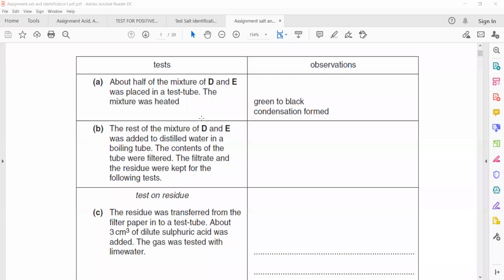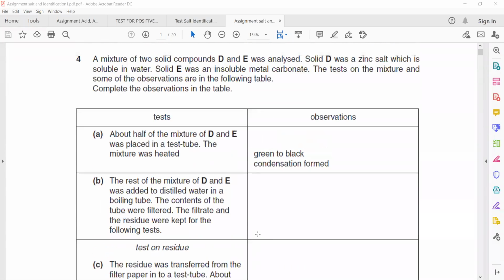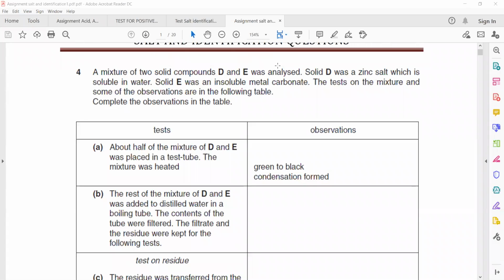So look, I'll repeat this again. We have two salts, D and E. D is a zinc salt and E is a carbonate salt. We don't know which metal is present in E, and we don't know which negative ion is present in D.